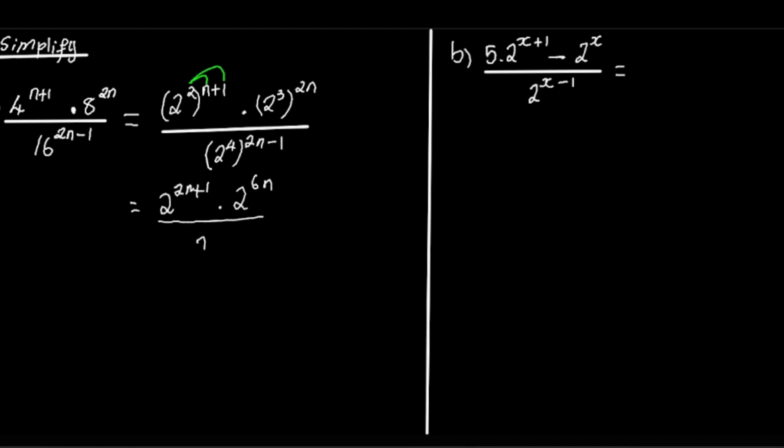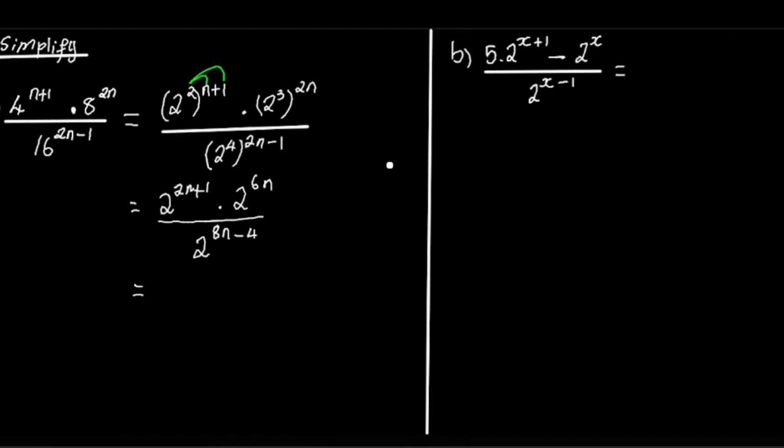This is divided by 2 to the power of, we are going to say 4 multiplied by 2n, which is going to be 8n. 4 multiplied by negative 1 is going to be negative 4.